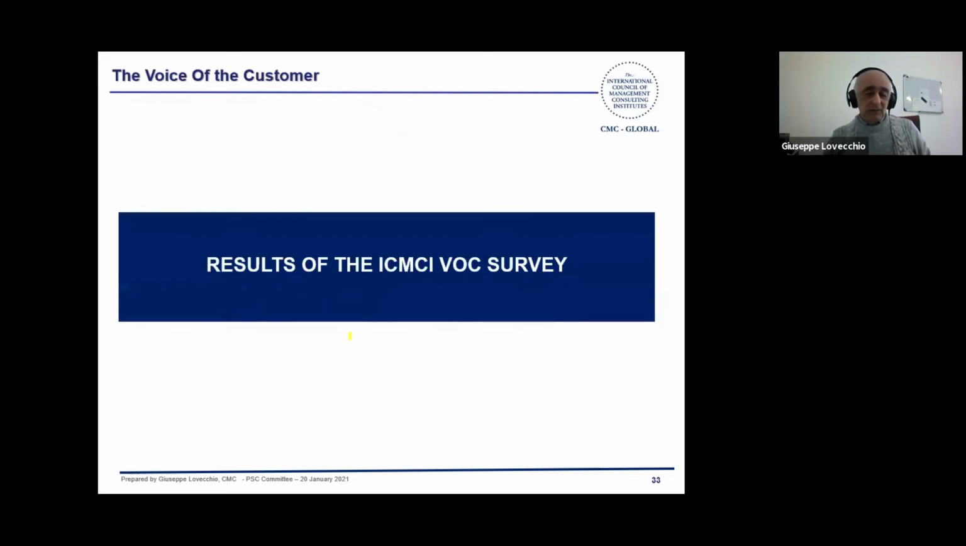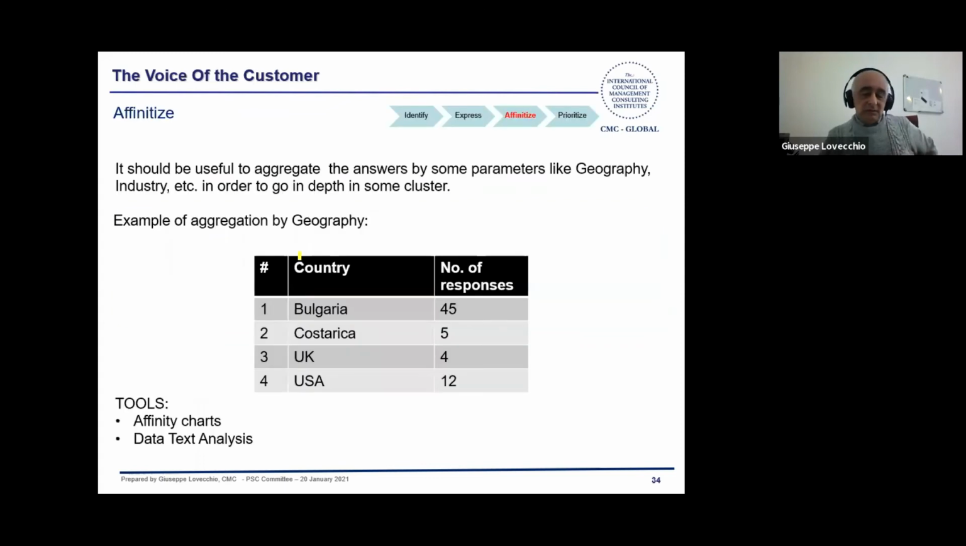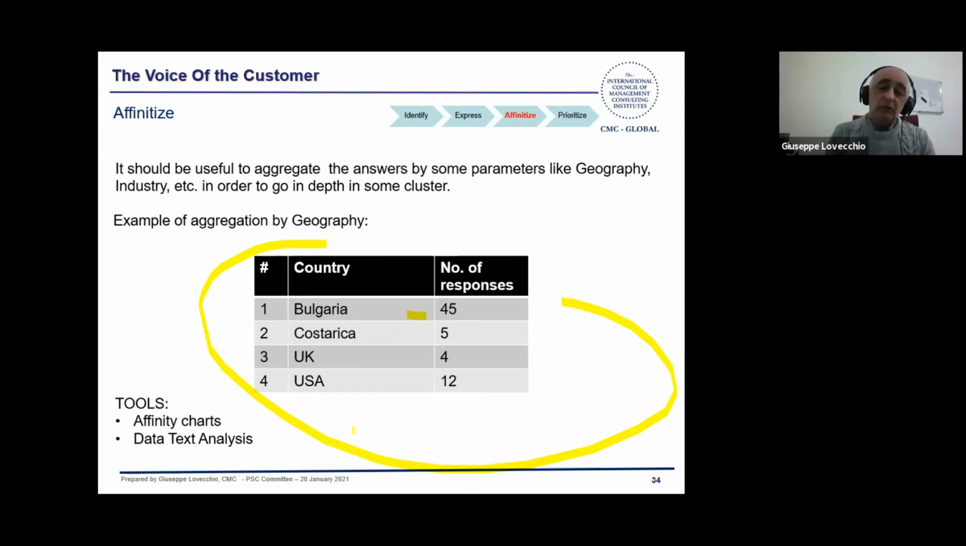So now we take a look at our survey. For example, we have created this clustering. We have affinitized the answers by geography, for example. So you can have here the example: 45 from Bulgaria, Costa Rica, UK, US. And so then we have studied the answers to the 7 questions that you looked at before, according to this geography, for example. And the results are different.